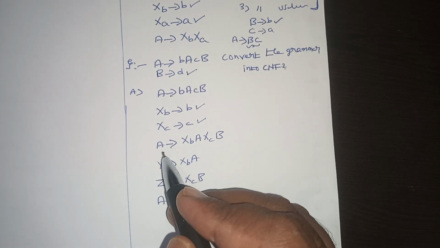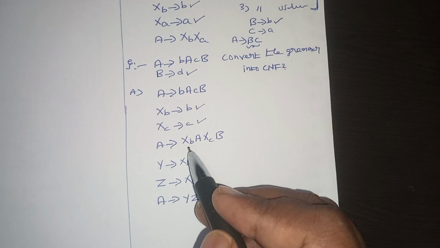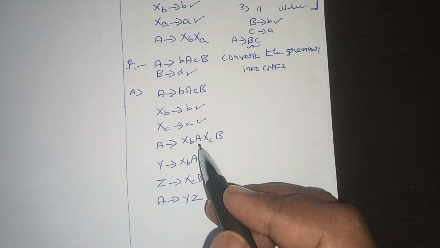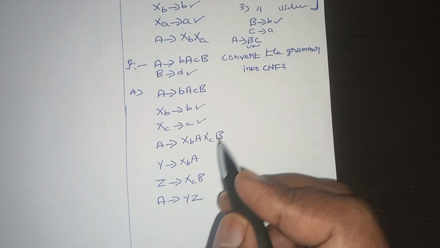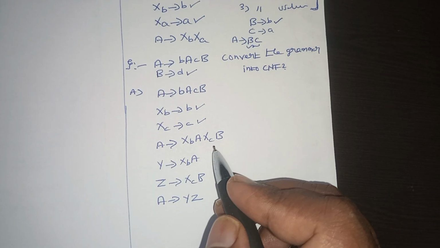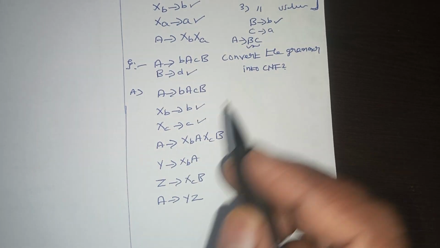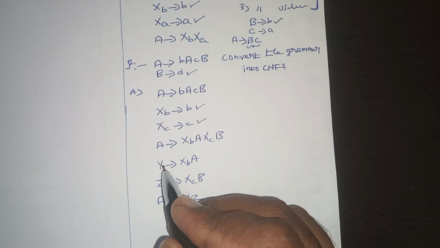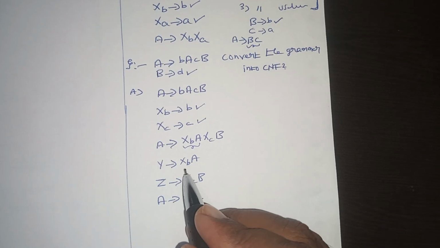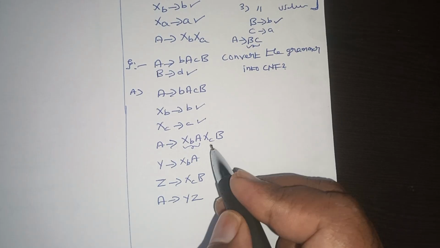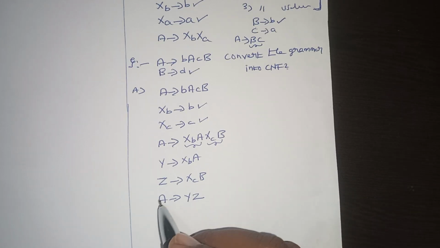Then what will happen? A tends to, in the place of small b, I am writing Xb. A will be as it is. Next, in the place of c, I am writing Xc. Then B will be as it is. This is small c, not capital C. Now, Y tends to this, you take both: Xb A. And what about Z? Z you take for both: Xc B. Then A tends to YZ.